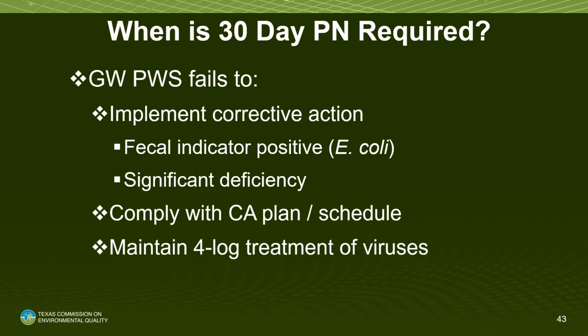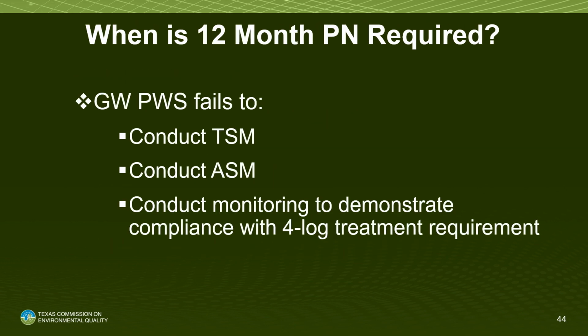E. coli positive and you didn't do the corrective action, or you didn't do corrective action after a significant deficiency, or you didn't maintain the 4-log treatment. And the 12-month PN is required for basically all the monitoring issues. So say you have a trigger source event, you just spaced out and you didn't do the raw sampling, that would be the 12-month public notice, Tier 3 public notice requirement.